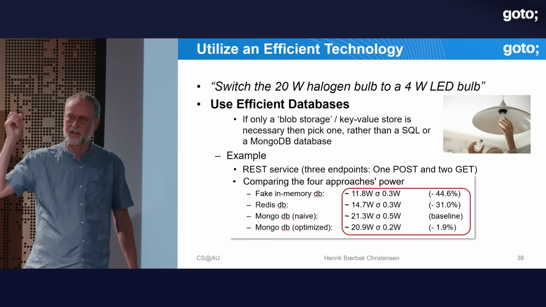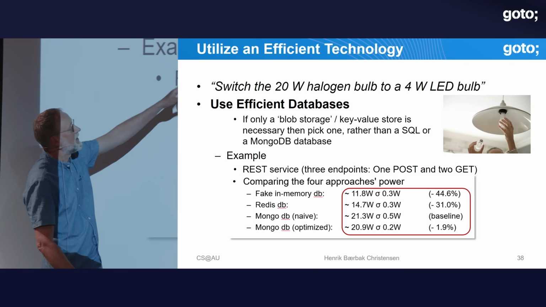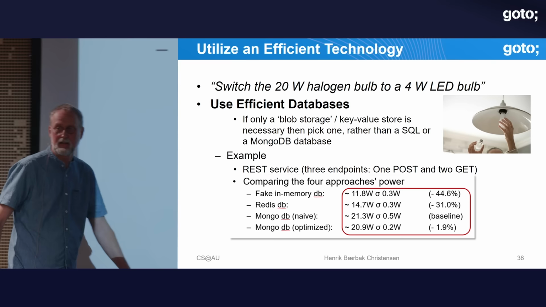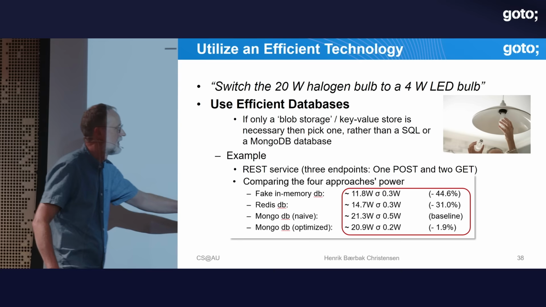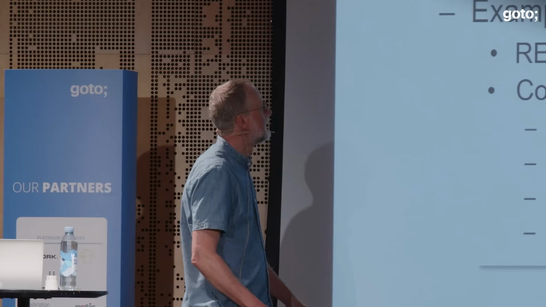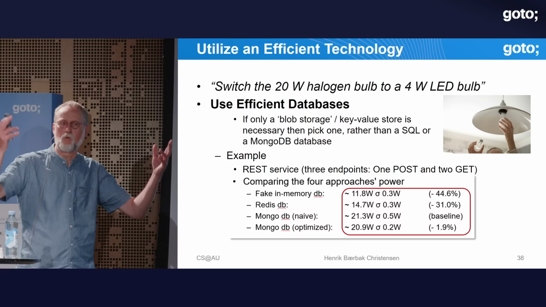So I did my REST endpoint, three endpoint thing. And it was a baseline with MongoDB, a NoSQL database, but with a pretty good query language. And then I changed to Redis and saved 31% energy on that one. Again, 31%. That's good. And I was thinking, you know, 2%. No, 31%. So again, consider what your database should do and then pick the one that spends the least energy.